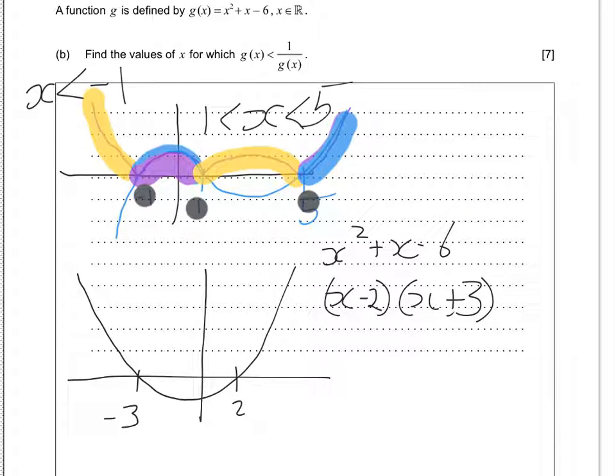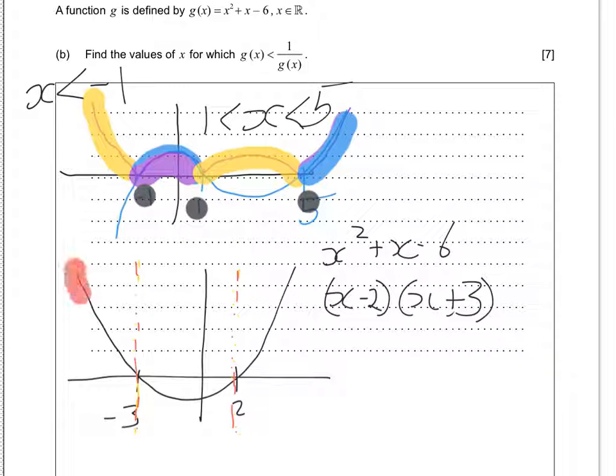1 over that function is going to have asymptotes there and there. Let's just do that again, slightly darker coloured. So asymptotes at 2 and -3. As g of x, the black function, gets closer to 0, 1 over g of x will get bigger and bigger and bigger. And the other thing to remember is that g of x and 1 over g of x have the same sign.